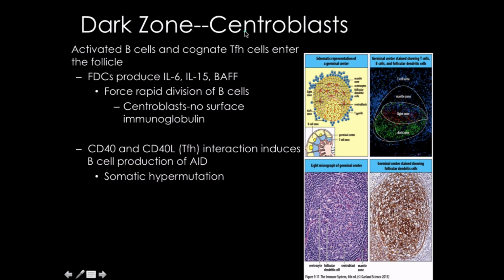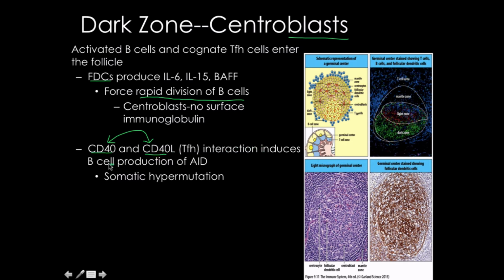Centroblasts, this is kind of new terminology. Remember your stuff from your blast versus your cyte. These are just B cells, right? Don't let that terminology throw you off. So follicular dendritic cells produce interleukin 6, 15, and BAFF, and this is really the thing that these follicular dendritic cells are known for, the rapid division of B cells. And one of the things that I don't know if I've stressed this enough, but this interaction of CD40 with CD40 ligand is absolutely essential for many, many, many reactions in immunology.